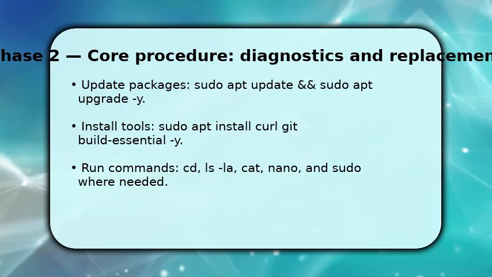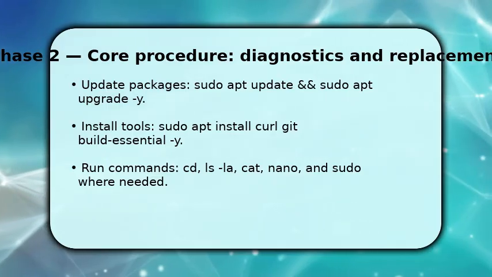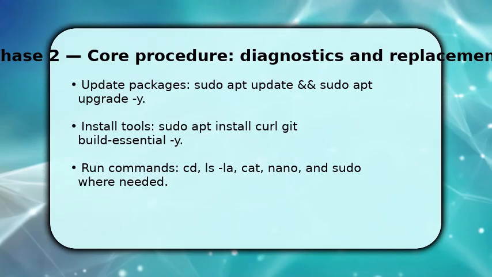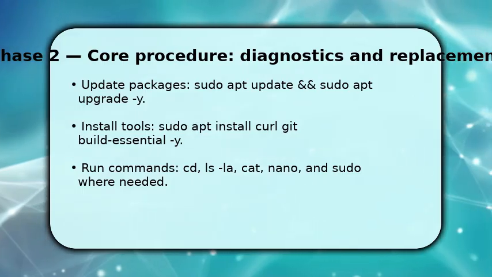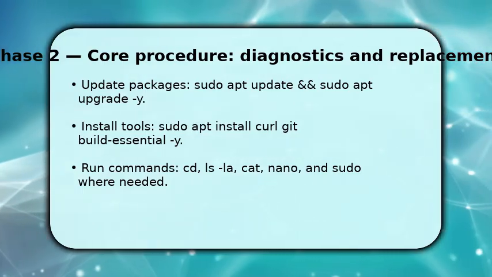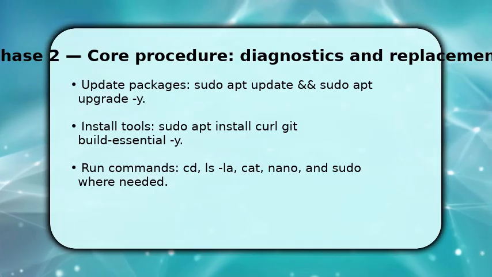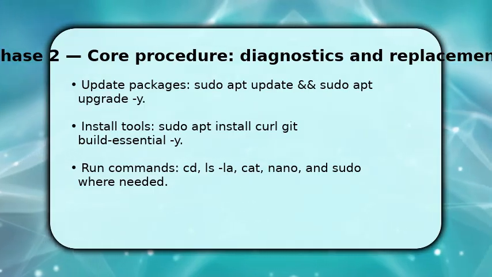Use cd to change folders, ls -la to inspect permissions, and nano or cat to read files. Prefix with sudo when a command requires admin rights. Make sure to explain why each tool matters. Git for source control, curl.